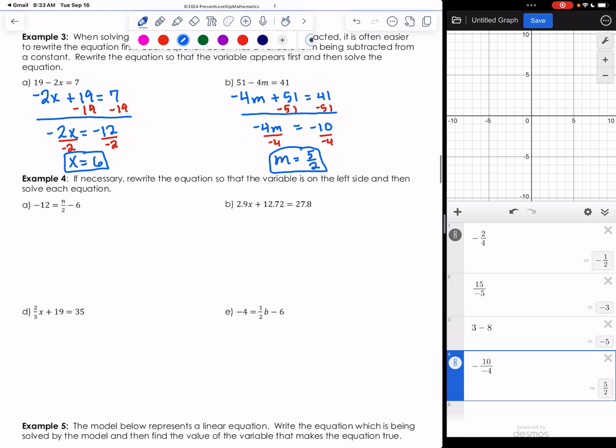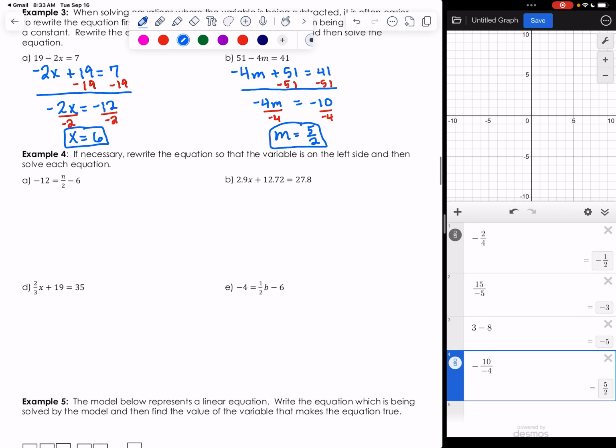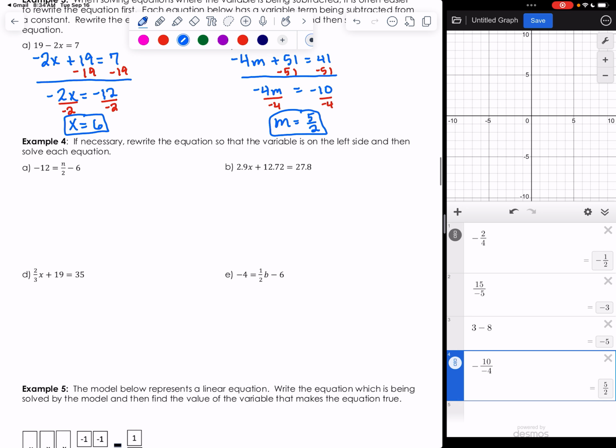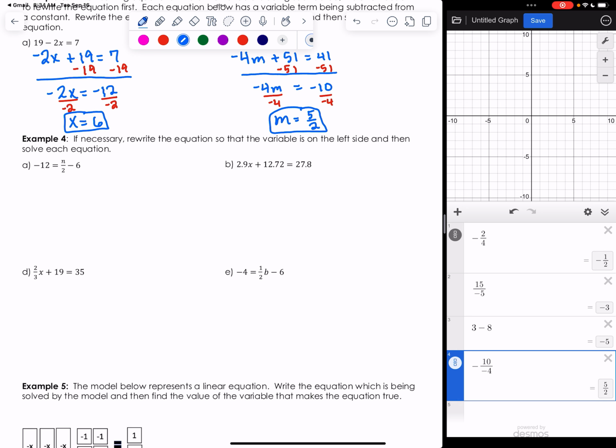All right, example 4. If necessary, rewrite the equation so that the variable is on the left side, and then solve each equation. So I have negative 12 equals n divided by 2 minus 6. So I'm going to rewrite this as n divided by 2 minus 6 is equal to negative 12. So what's being done to n? We're dividing it by 2 and subtracting 6. So if I do the opposite, I'm going to add 6 and then multiply by 2.